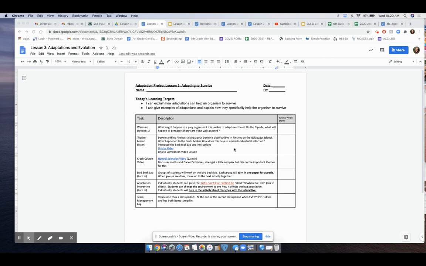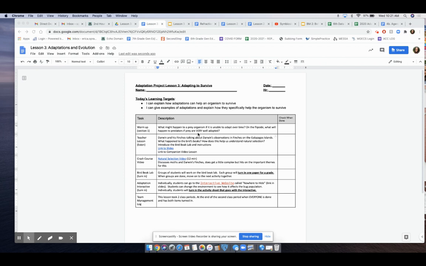So start with today's warm-up, which is on the lesson plan pictured here. It's also in the slideshow and it's also on the ECHO agenda. This is a good review from our predator-prey symbiosis lesson yesterday. Think about what might happen to a prey organism if it was unable to adapt over time. And second question, on the flip side, what would happen to predators if prey became very well adapted? Pause the video to do the warm-up.